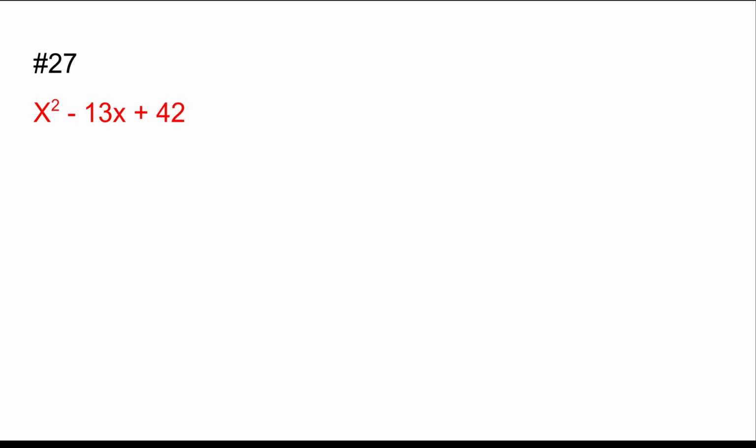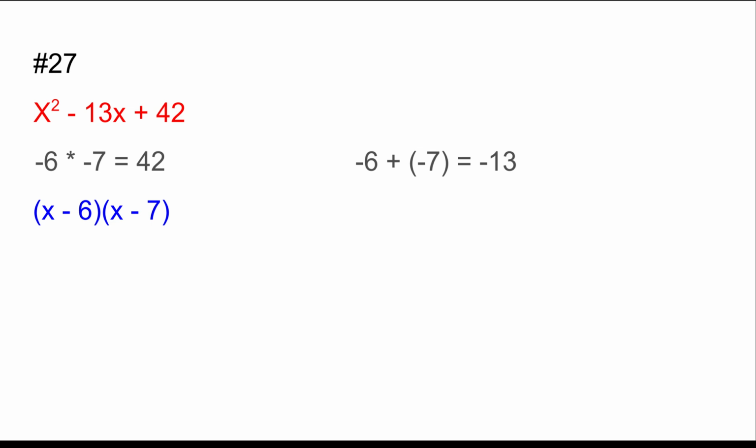Number 27, x squared minus 13x plus 42. Let's think. Negative 6 times negative 7 equals positive 42. So they're both negative numbers because we are looking for a positive third term, a positive constant. And let's see, do they add to a negative 13? Negative 6 plus negative 7 equals negative 13. Yes, so this one is x minus 6 times x minus 7. Good job.